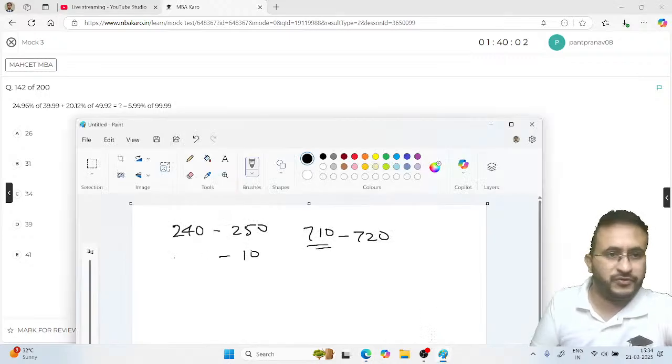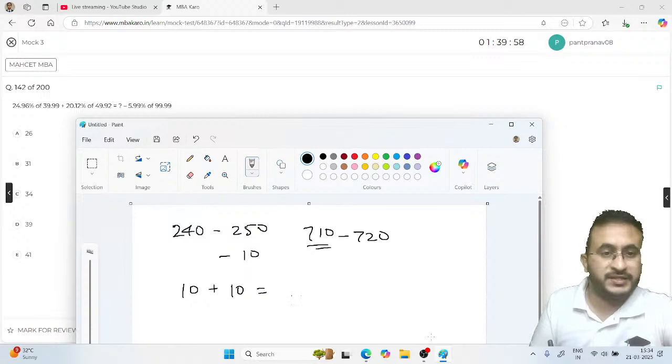25% of 40, that is 10, plus 20% of 50, that is 10, is equal to dash minus 5% of or 6% of 100. So that is 26.